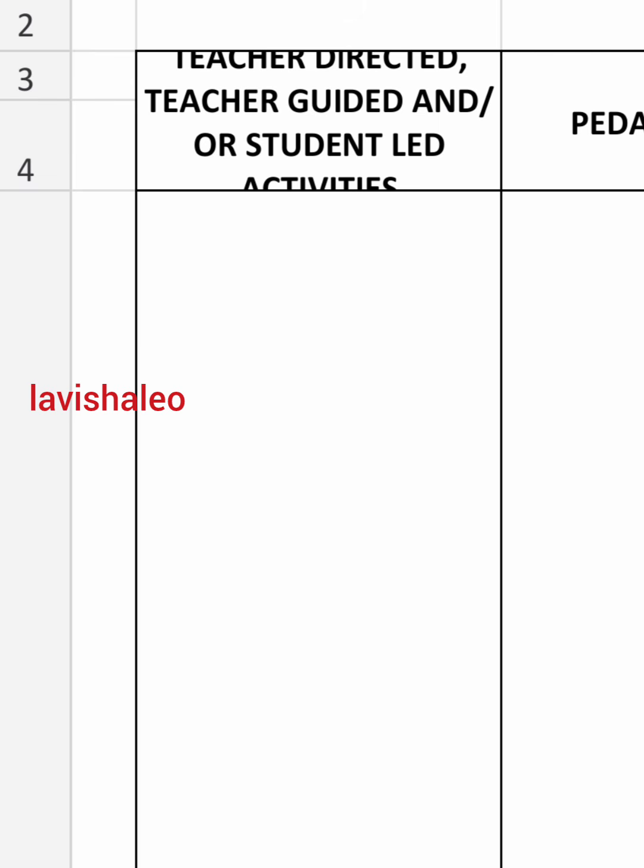The first column on the next page is titled Teacher Directed, Teacher Guided and or Student Led. You have to tell whether the 3 activities planned by you on the previous page are either teacher directed or teacher guided or student led.